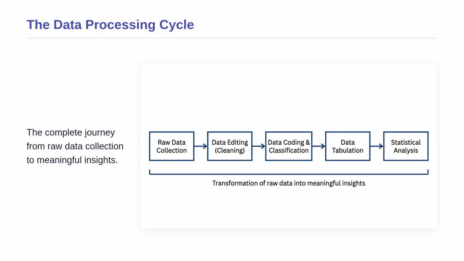First, data editing to clean errors, then coding and classification to organize categories, and data tabulation to structure it into rows and columns. Finally, we reach statistical analysis on the right, where we apply formulas like mean and standard deviation. This entire visual pipeline represents the transformation of chaotic, raw data into meaningful, scientific insights.